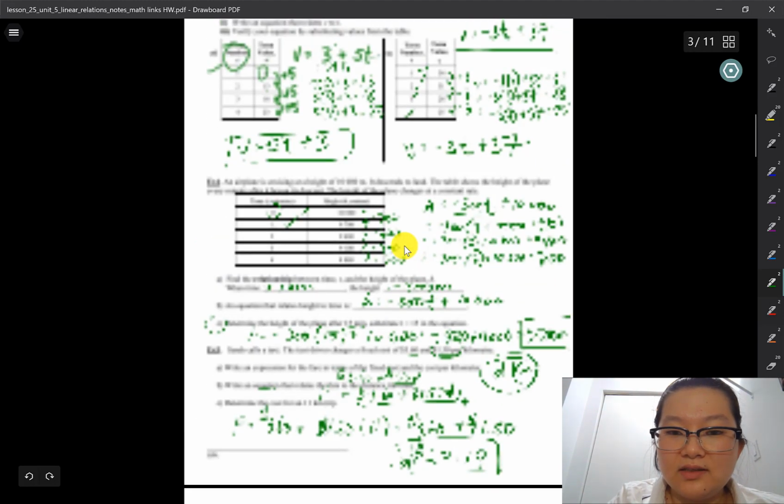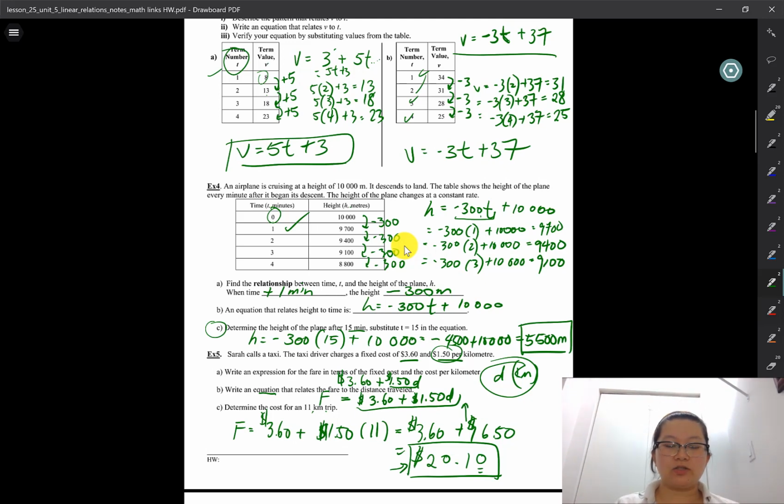Okay, so this is the idea of patterns. It's kind of like a puzzle. You're trying to figure out a puzzle, but you have ways to verify it, which is great, so take full advantage of it. Okay, so that's it for today's lesson.